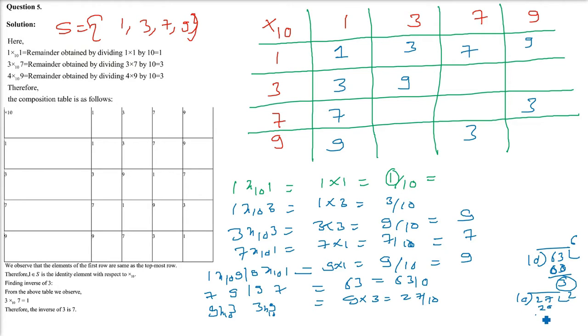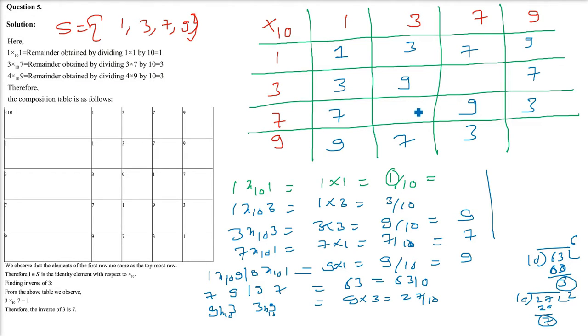10 2s are 20, 7 will be the remainder. Just write 7 wherever you have 3 and 9, and 9 and 3, as the intersection point. So I'm just replacing it by 7. Yes, 7 7s are 49. 49 divided by 10: 10 4s are 40, so 9 will be the remainder.